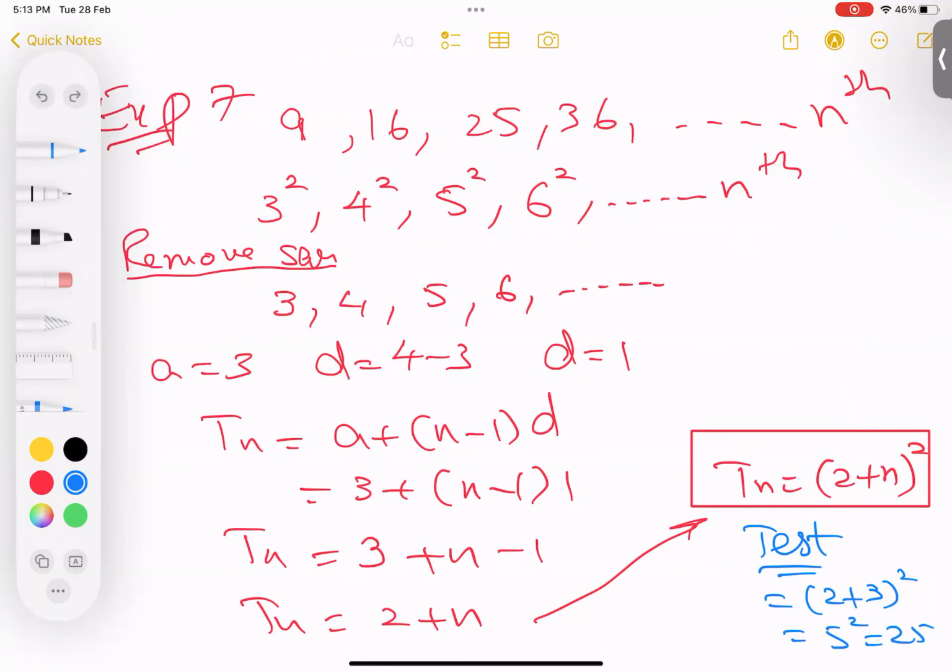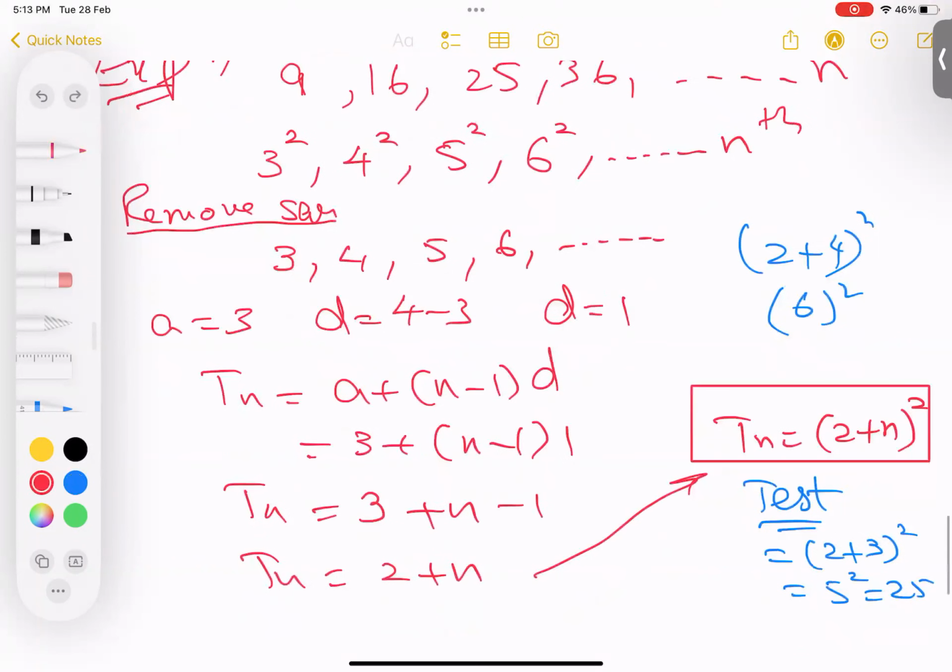So Alhamdulillah. Another test. I want to check the fourth term. I plug in 4 in the place of this n. So let's start. 2 plus 4 to power 2. 4 plus 2 is 6 to power 2. 6 power 2 means 36. It matches. So Alhamdulillah. I believe all points are clear.